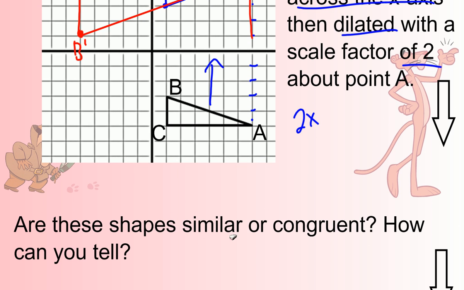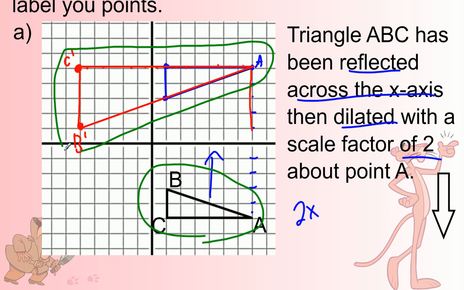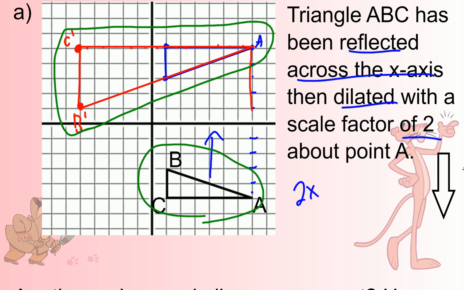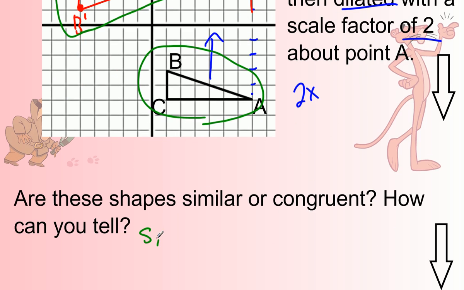First question says, are these shapes similar or congruent, and how can you tell? Well, these shapes, the original ABC, the original and the new final answer, A prime, B prime, C prime, those two shapes would be similar. And I can tell that because a dilation happened. They are not the same size, so they are similar because a dilation took place. They are proportional to each other. They are similar. They are not the same size.